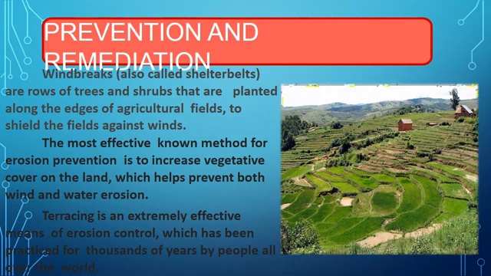The most effective method for controlling erosion is to increase the vegetation cover on the land, which helps to prevent both wind and water erosion. As you increase vegetation, the roots of the plants hold the soil very tightly, and because of that erosion by wind will decrease. Terracing is also an extremely effective means of erosion control, practiced for thousands of years by people. So terracing is also a good option to prevent erosion.